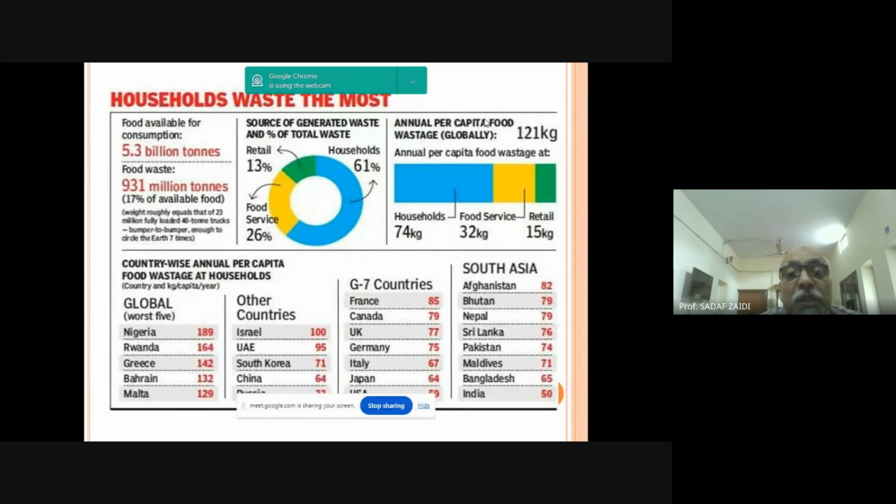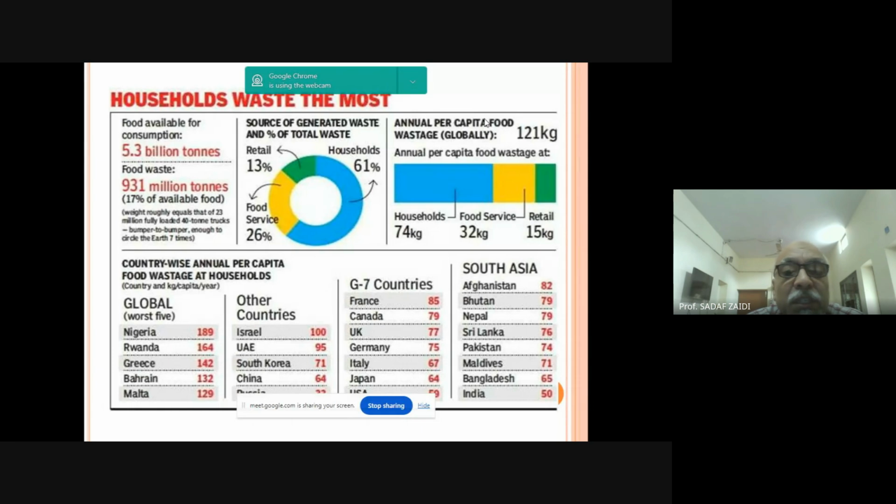Now this figure is available. So in this report, food available for consumption was 5.3 billion tons and food waste was 931 million tons, of which we are concerned. ठीक है, तो ये कितना हो गया? अगर इसको 931 million tons को if you divide it by 5.3 billion tons, okay, so how much does it come out? It comes out to be 17%. तो 17% जो है वो फूड वेस्ट है.